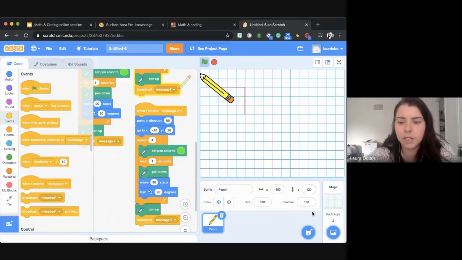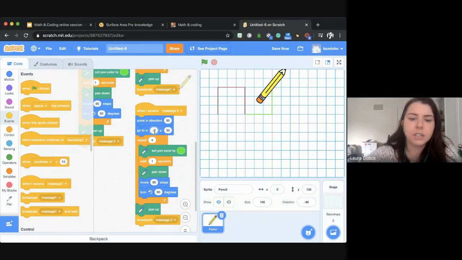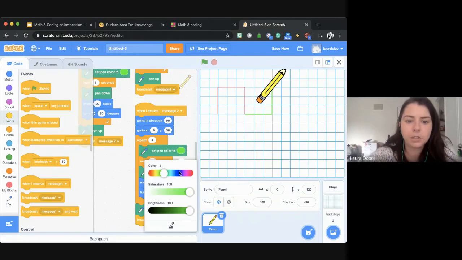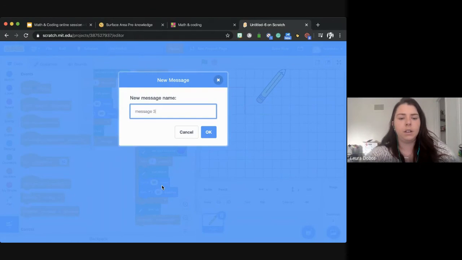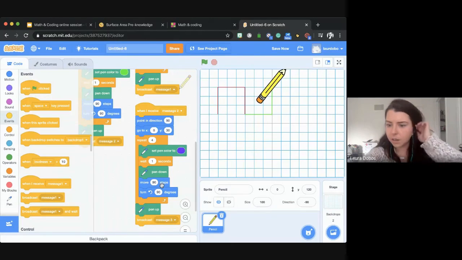So my next one, I'm going to start down here, but I'm going to watch and see what my coordinate is once my pencil is down there. So it's 0 and 30. So I'm going to change this, change my pen color, and change message 2 to message 3. I turn the other way.